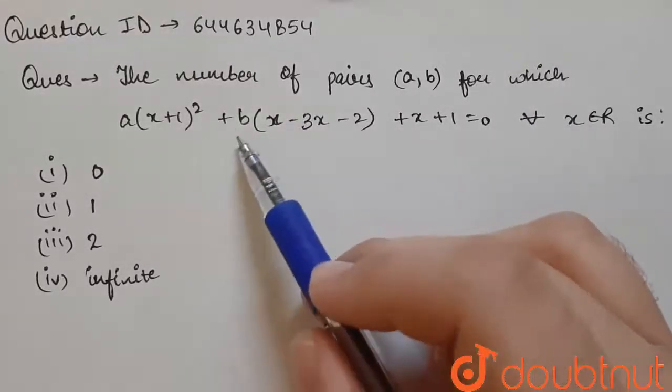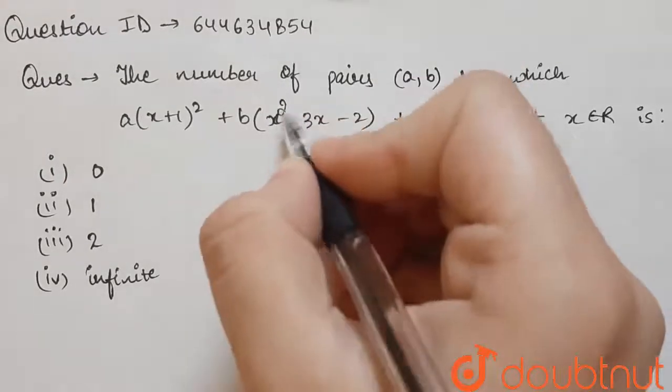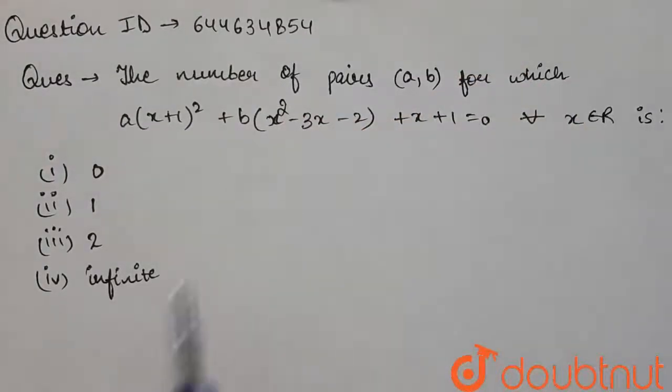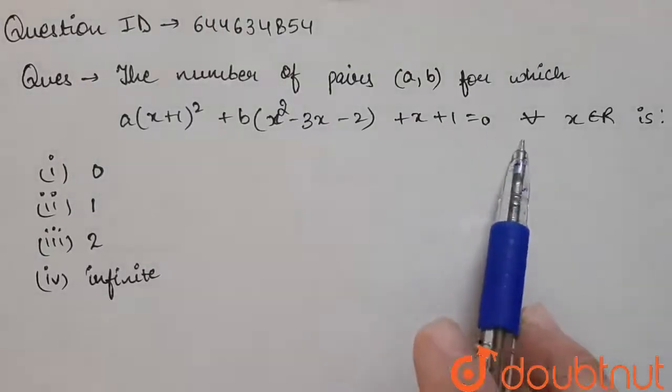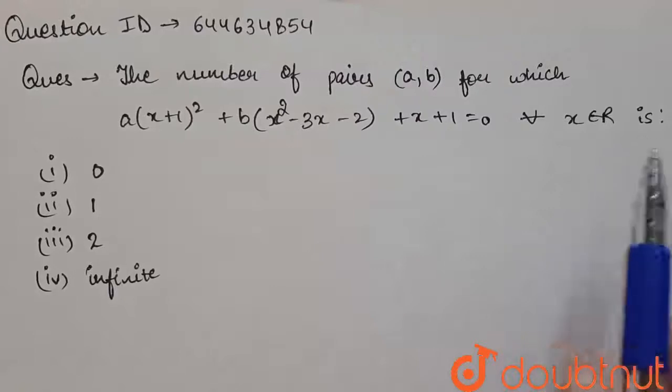Friends, our today's question is: the number of pairs (a, b) for which a(x + 1)² + b(x² - 3x - 2) + x + 1 = 0 for all x belongs to R is.